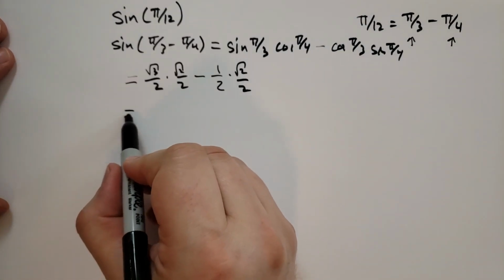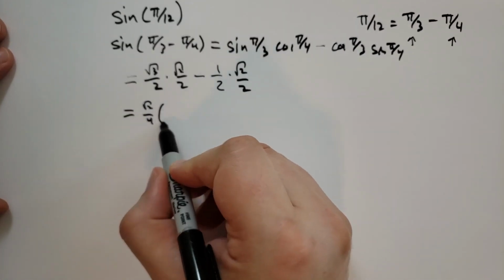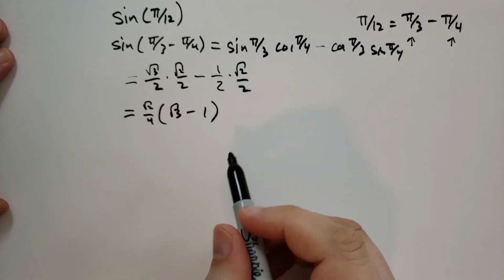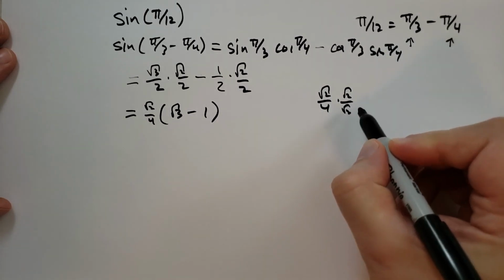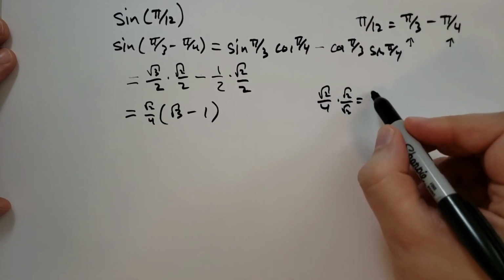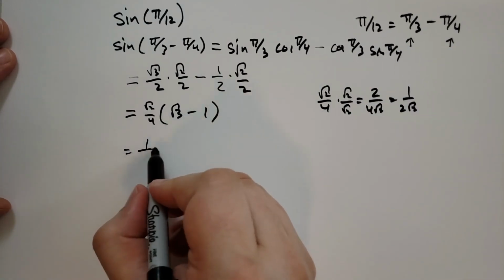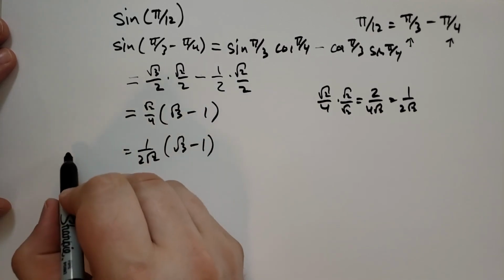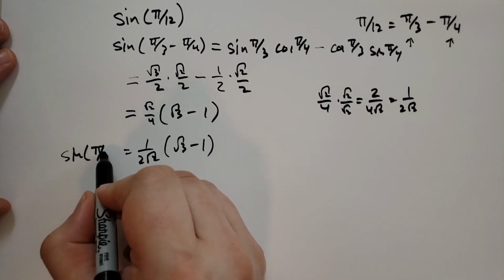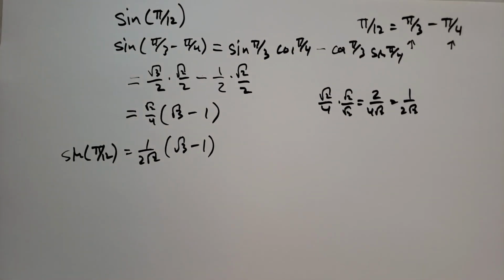Doing some algebraic manipulations, we note that we can pull out a common factor of root of 2 over 4, and we're going to get root of 3 minus 1. This we can rewrite. We multiply the top and the bottom by root of 2 over root of 2. So it's going to be 2 over 4 root of 2, or this is just 1 over 2 root of 2. So we write that as 1 over 2 root of 2 times root of 3 minus 1. And that is sine of pi over 12. And we can use techniques like this to calculate pretty much any angle we want. We just have to be really smart about choosing the sums or the differences.